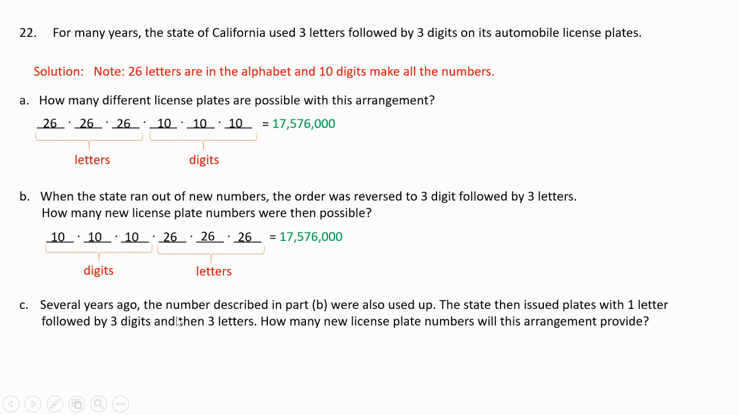Now for part C, several years ago, the numbers described in part B were also used up. The state then issued plates with 1 letter followed by 3 digits and 3 letters. There's my letter, followed by 3 digits, followed by 3 letters. Again, there's no restriction, so I would just put 26 times 10 times 10 times 10, and 26 for the rest of the slots. You multiply it out, and that's my result.